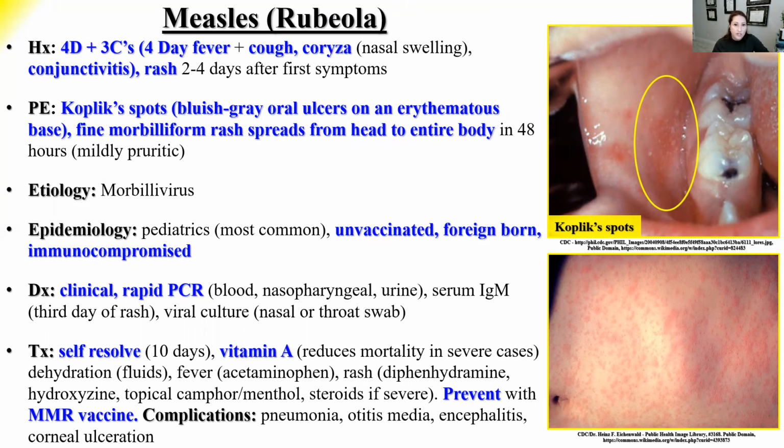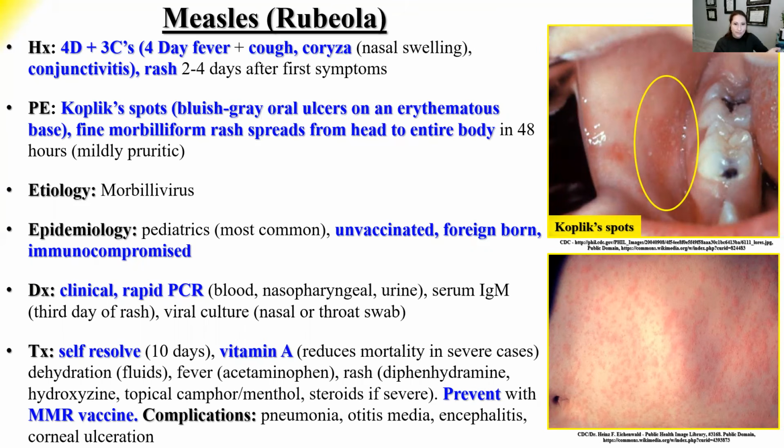So in the history, we need to be thinking about unvaccinated patients, foreign-born patients that didn't require vaccines, or possibly immunocompromised adults whose titers are low. This is a clinical diagnosis, but if we're unsure, we can do a rapid PCR genetic test from a blood sample, a nasopharyngeal swab, or a urine sample. We can also look at serum IgM titers, but these are only accurate on the 3rd day of the rash, or a viral culture, which can come from a nasal or a throat swab.